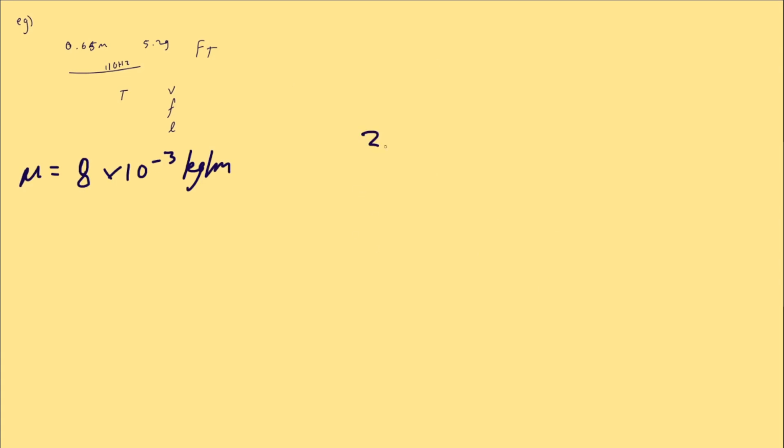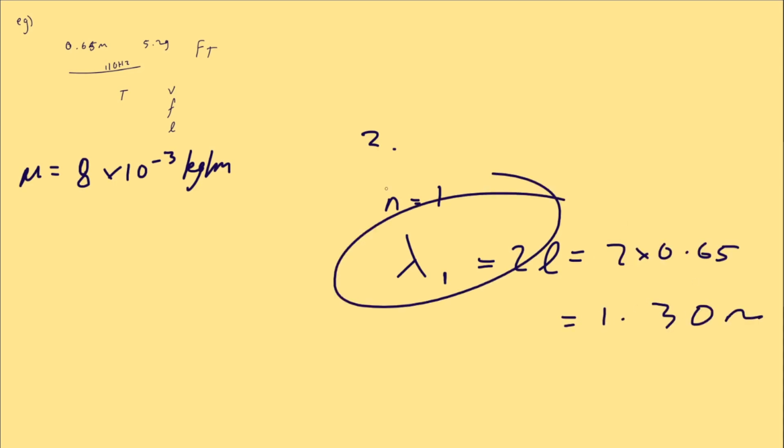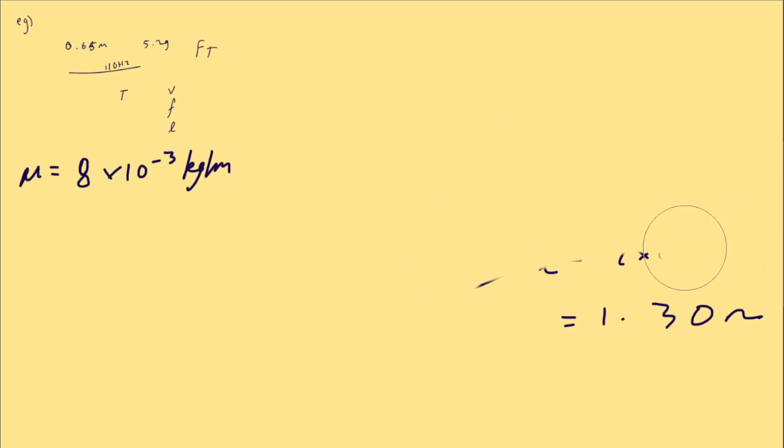Step 3, we're going to use the wavelength of the fundamental frequency. So for n equals 1, the formula: wavelength 1 equals 2 times length. 2 times 0.65, giving us 1.30 meters. Nice formula. We're going to rapid fire this. So the wavelength for frequency 1 is 1.30 meters.